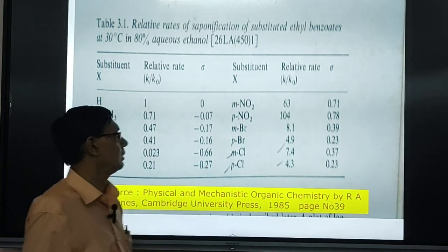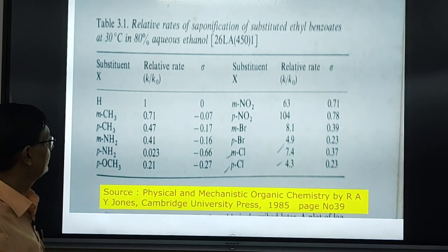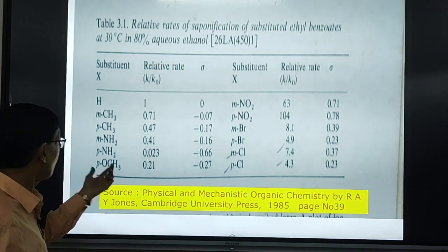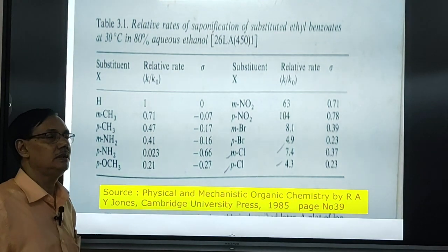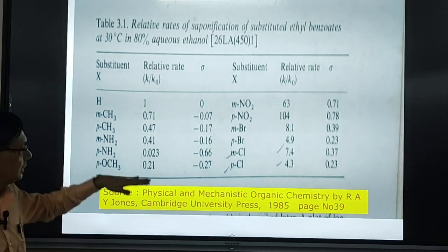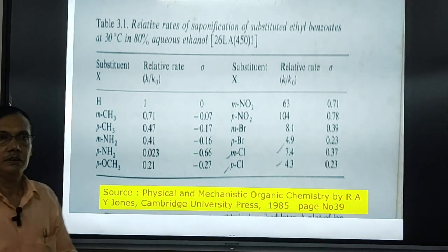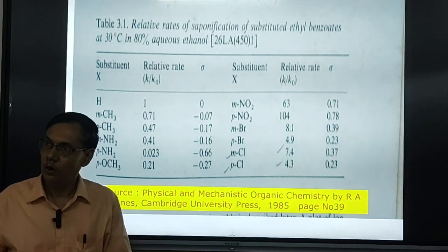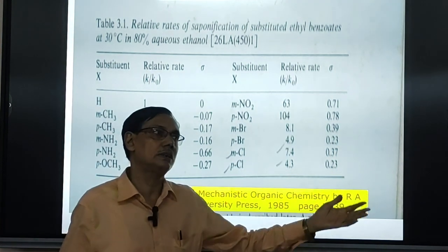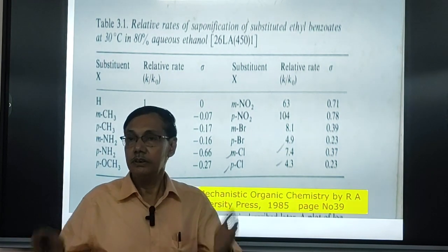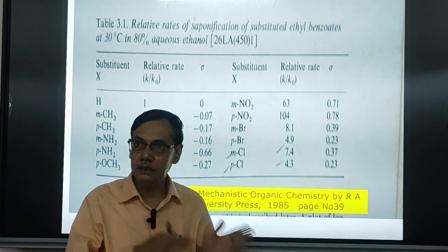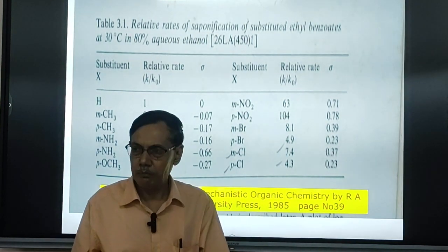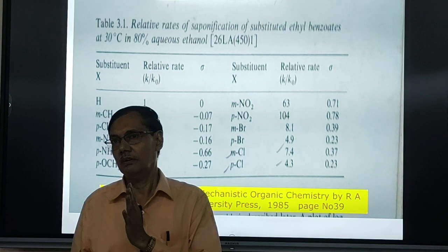Relative rate is 104. Whereas if I take para-methoxy ethyl benzoate, you see the rate of reaction is decreased. That means in both the cases, whether we are talking about the equilibrium constant or the rate constants, they are affected by these meta and para substituents. Okay.